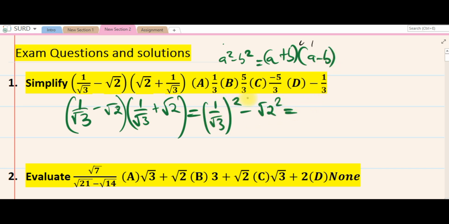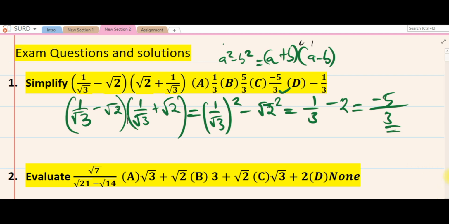So this 1 squared is 1. Root 3 squared is 3. Root 2 squared is 2. So we have denominator 3. 1 minus 6 is minus 5. So the answer is C.